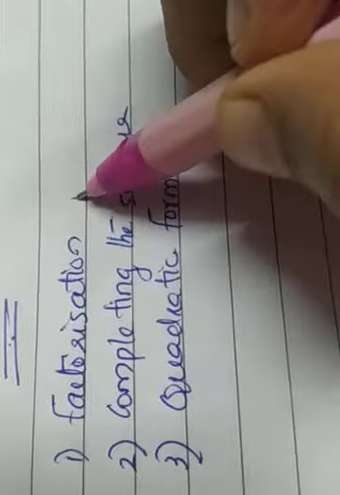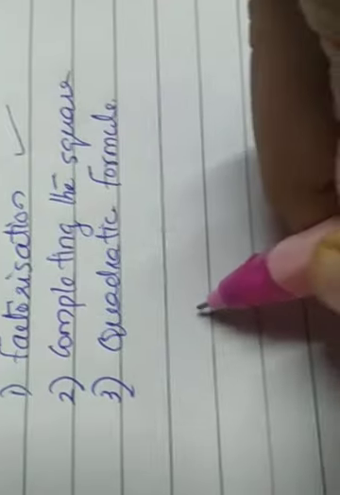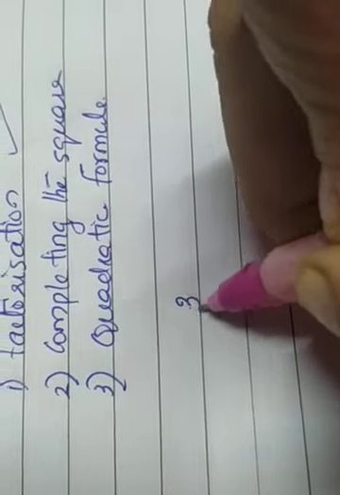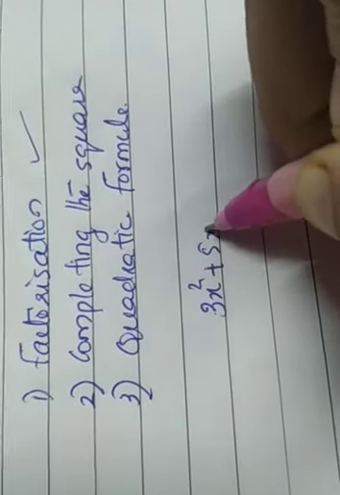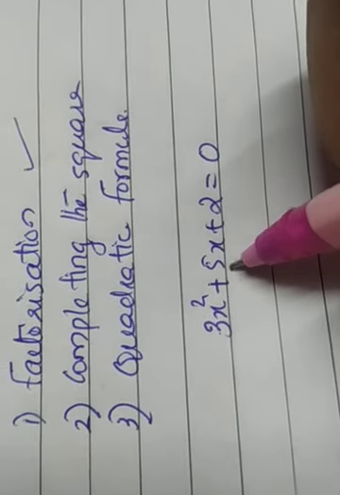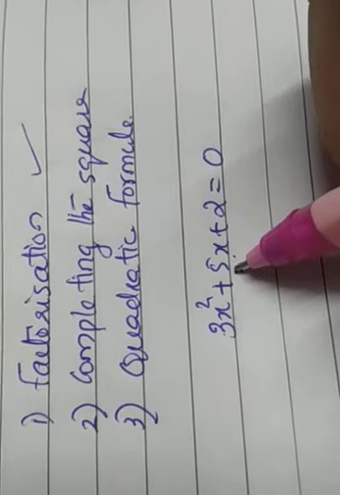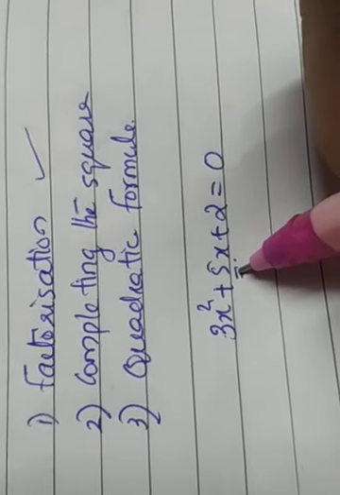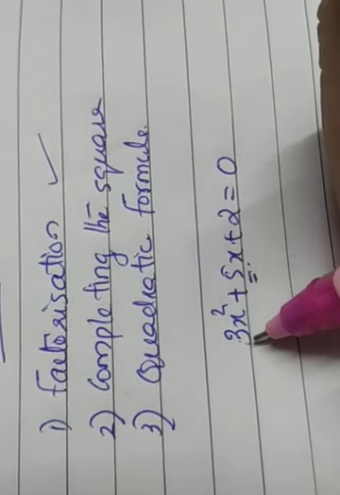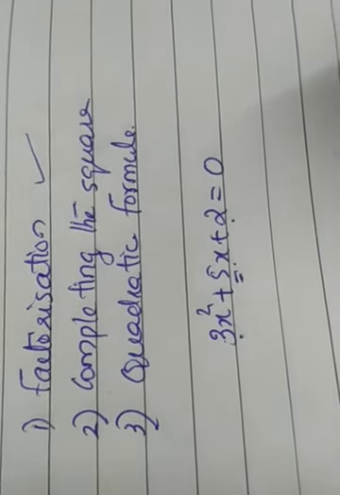How did we deal with factorization? To remember, if I am taking an equation 3x² + 5x + 2 = 0, what we did is we found two numbers, or we split the middle term by finding two numbers, so that the sum of the two numbers is the coefficient of x and the product of the two numbers is the product of the coefficient of x² and the constant term. Do you remember?